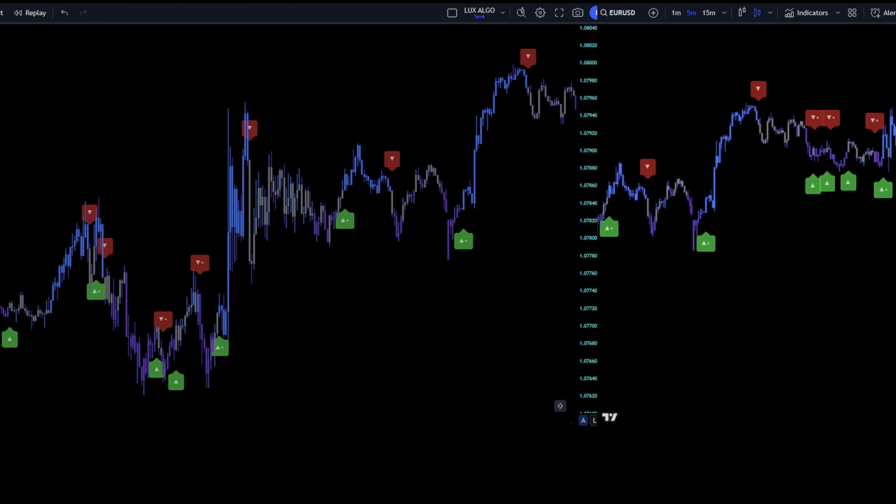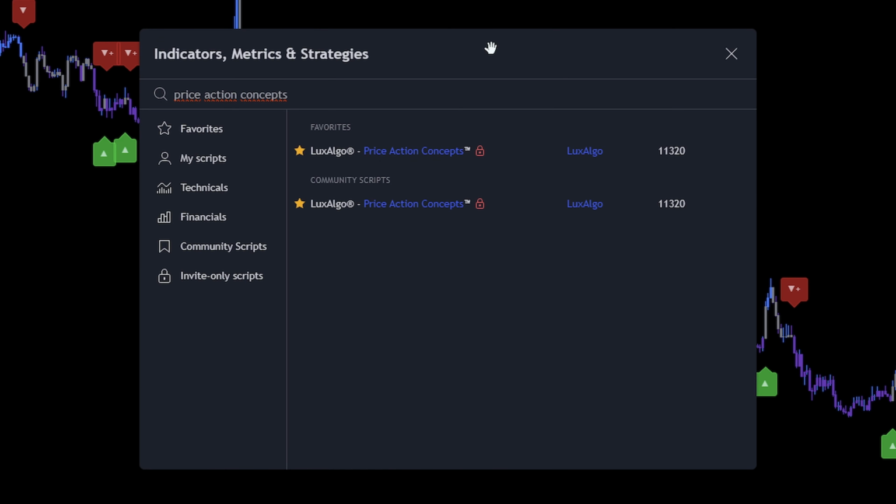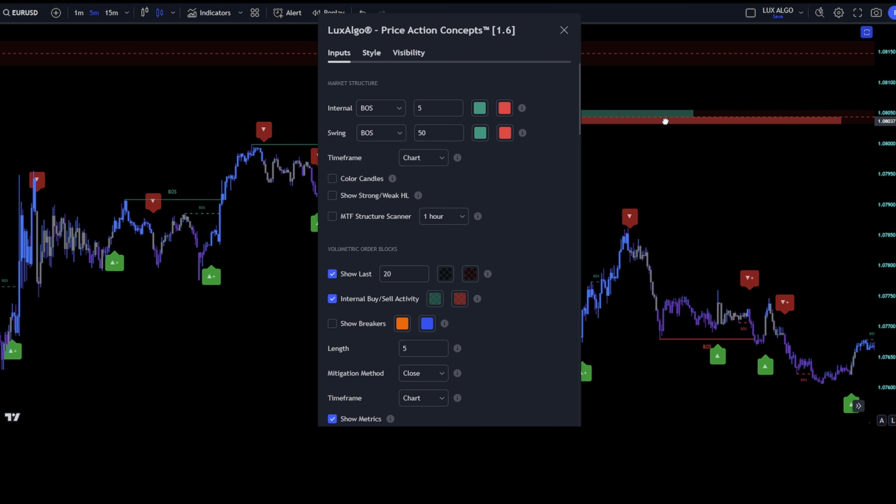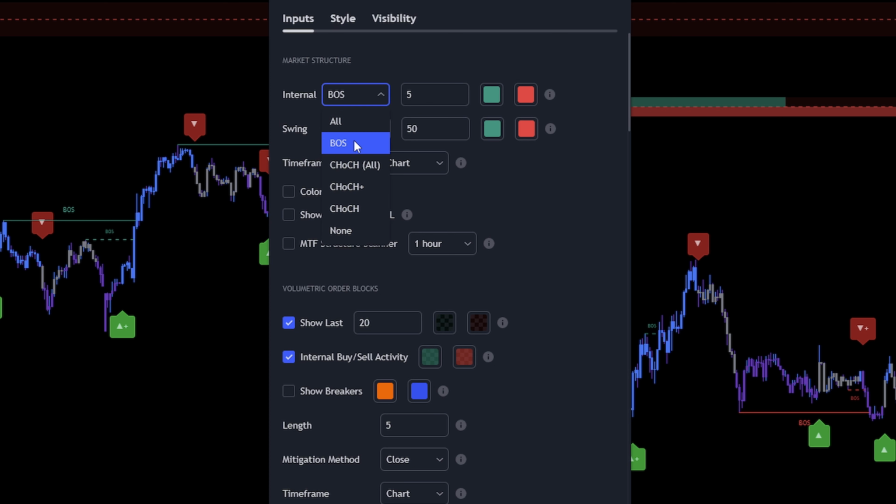For the second indicator, search for price action concepts. Access the indicator settings, set both the internal and the swing market structure to BOS, enable order blocks, and also enable the internal buy and sell activity.